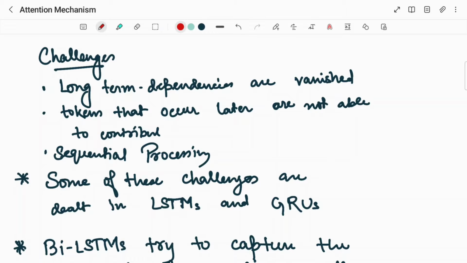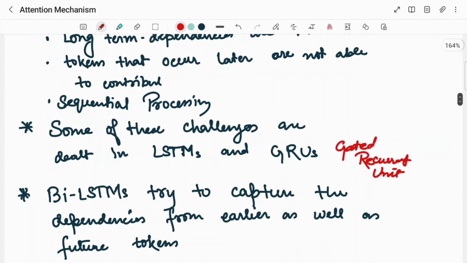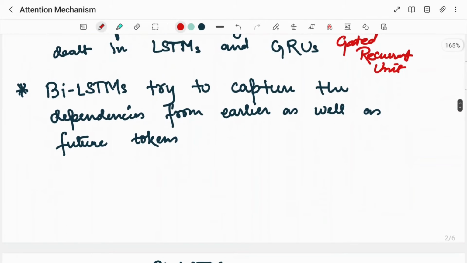Some of these challenges have been dealt with by LSTMs and GRUs, where GRU is basically a gated recurrent unit. It tried to deal with the long term dependencies by using gating features, only preserving the most important information. However, there were still dependencies on the sequential processing and the tokens that appear later. Again, in BiLSTMs we try to deal with the challenge of including tokens that appear later in the context. But see how BiLSTMs used to work.